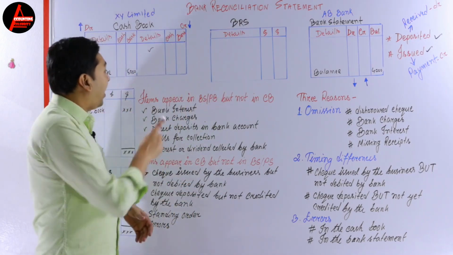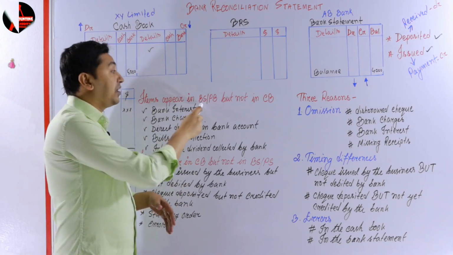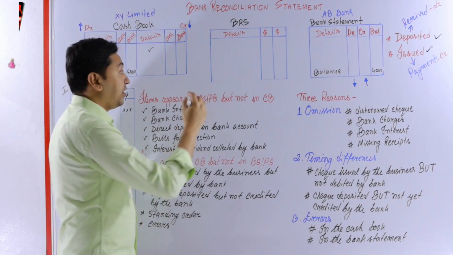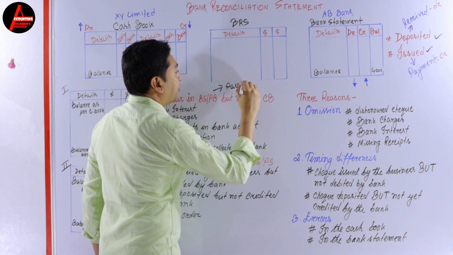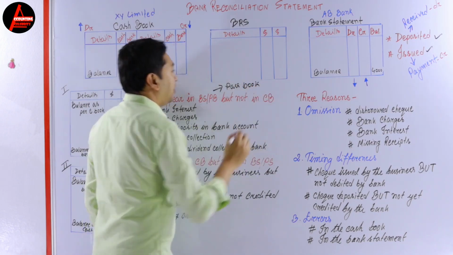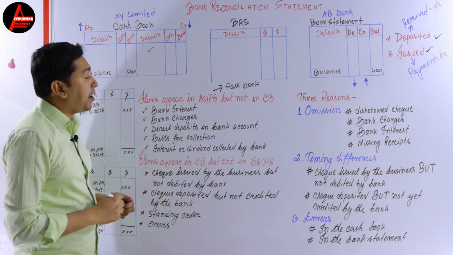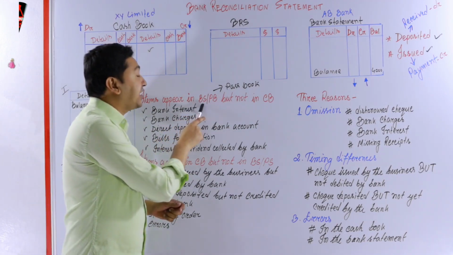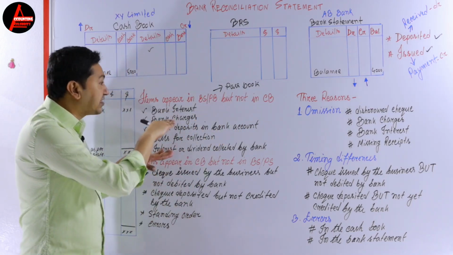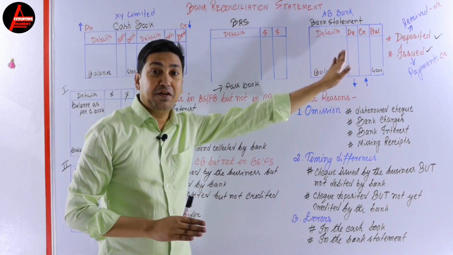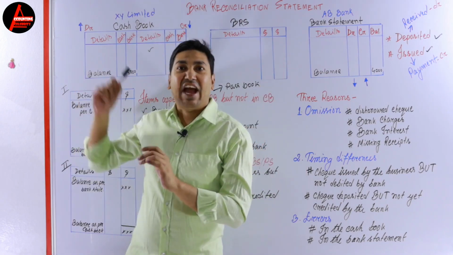Okay, then items appear in the bank statement. Bank statement is also called passbook. Passbook and bank statement are the same. So look here, items appear in the bank statement or passbook, but not in the cash book. These are the items that basically appear in the bank statement, but the business does not know. That's why these are not recorded in the cash book.